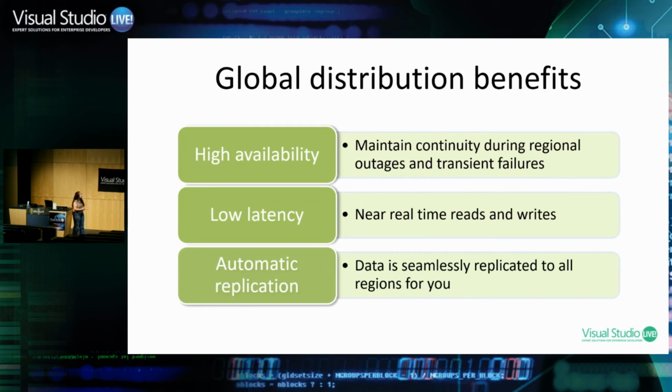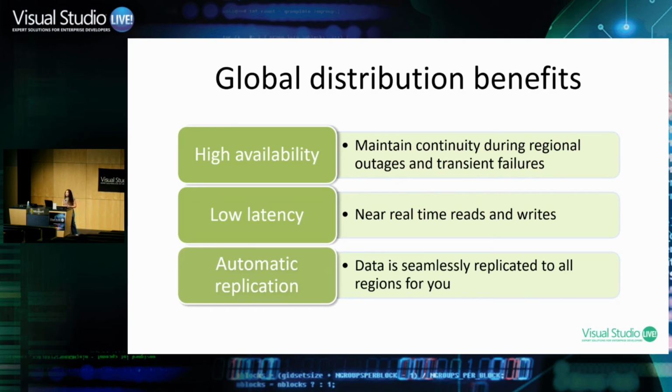So when you add multiple regions to your Azure Cosmos DB account, it allows you to have continuity during regional outages or even transient failures. The SDK can automatically retry certain requests on separate regions, and it gives you that availability even if something is going wrong in your primary region.